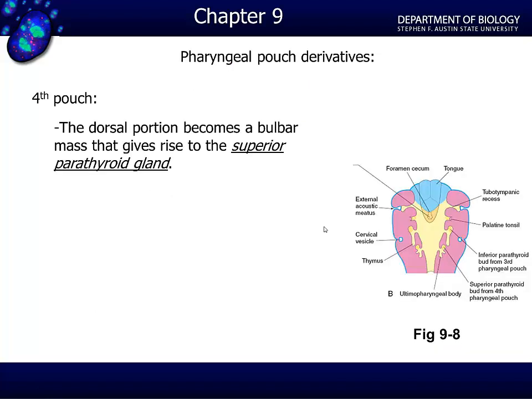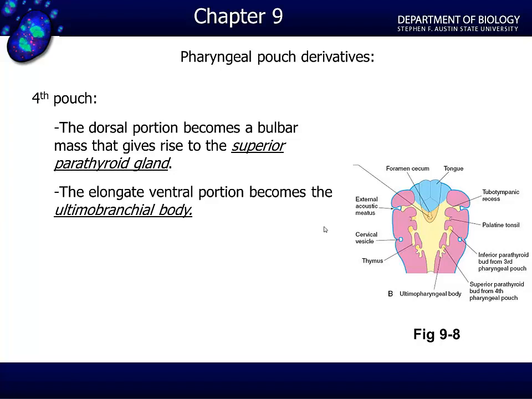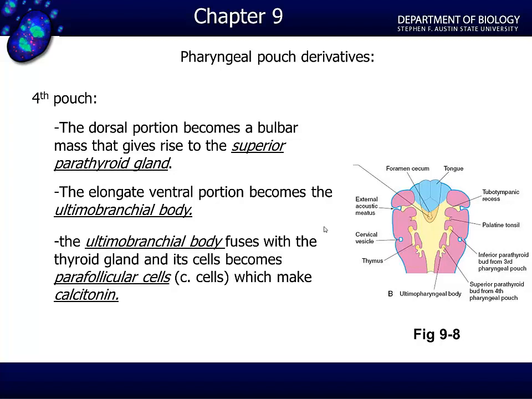So our fourth pouch, we're going to have the same situation. We're going to see the upper portion, or again, dorsal or cranial. This is going to give rise to our superior parathyroid, and then the lower or ventral portion, caudal portion, is going to be the ultimobranchial body. Now, you may not be familiar with the ultimobranchial body. It exists in some lower vertebrates, but the ultimobranchial body essentially is going to break apart. It's not going to be a recognizable structure in adult humans, but it gives rise to certain cells, and these are the parafollicular cells surrounding the thyroid, and that's going to produce the C cells that make calcitonin.